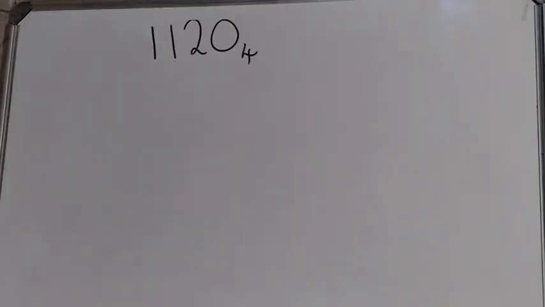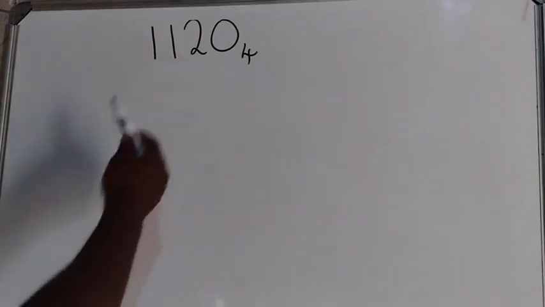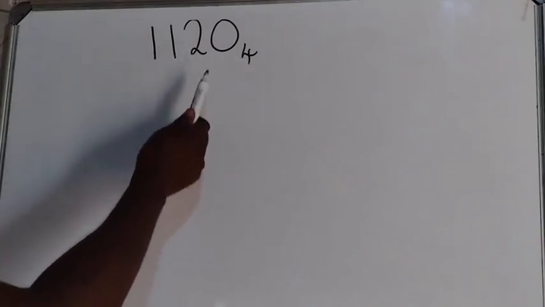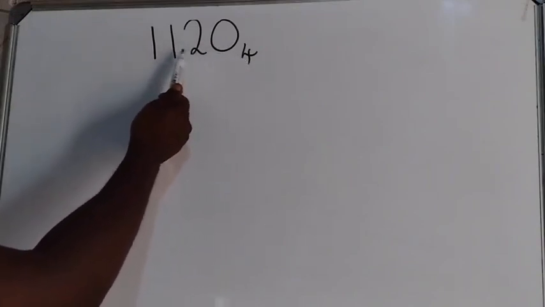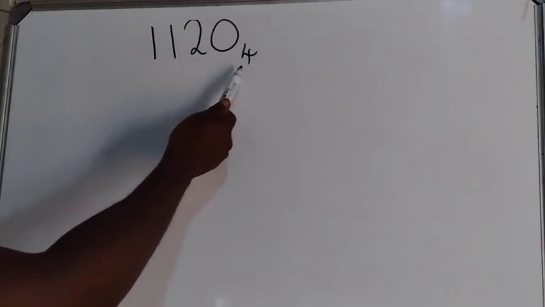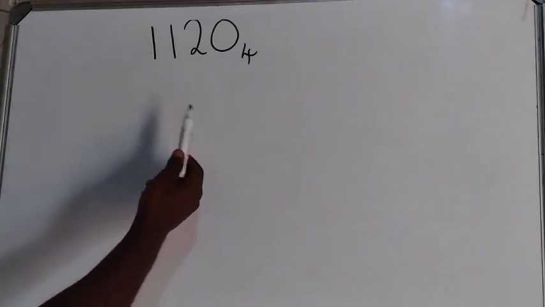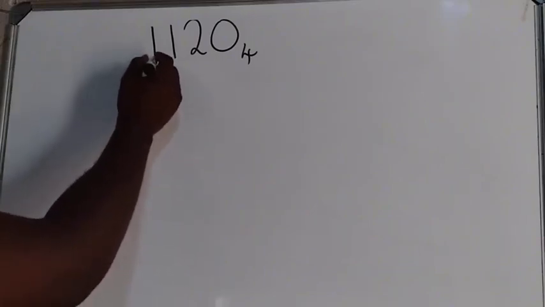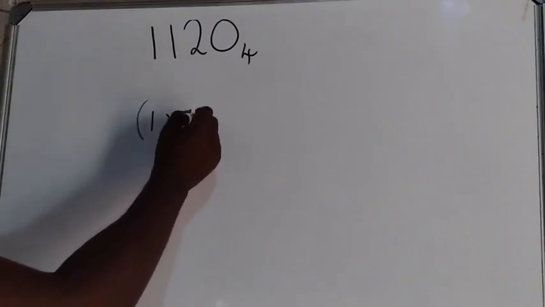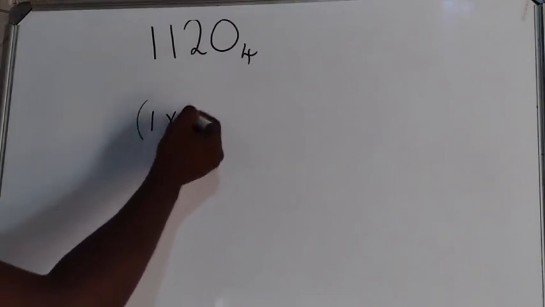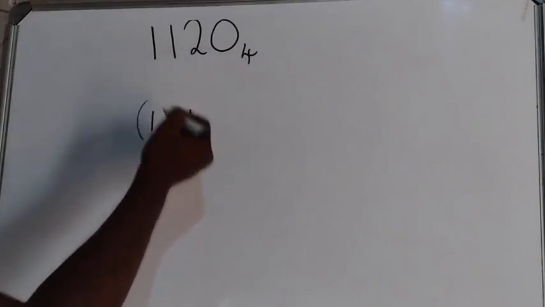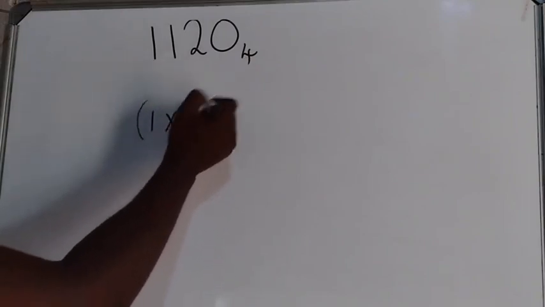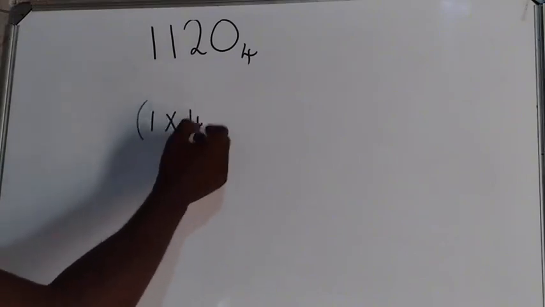Okay, so how do we convert this number now to base 10? Here the base is 4. So what you are going to do is look at the values. You have 0, 2, 1, 1, and the base is 4. What you are going to do is this. You are going to get 1, times the base, which is 4. This 4 right here is the base. You want to convert to base 10, so you have to multiply this value 1 times the base, which is 4. Then this 4 has to be raised to the power.